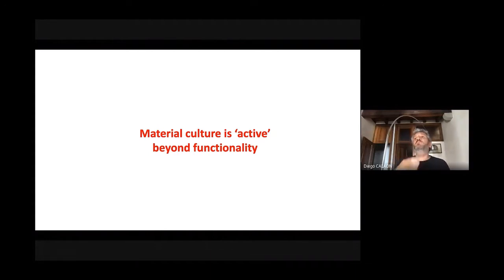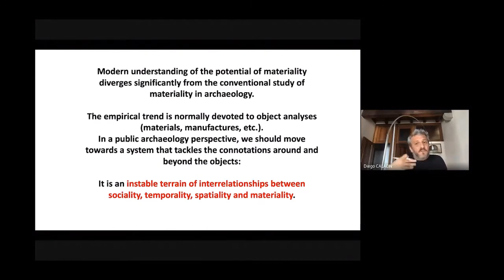Material culture is not only an object that we can present, describe, make a 3D model of, narrate, but is something that had an agency in the past. The modern understanding of the potential of materiality diverged significantly from the conventional studies of materiality in archaeology. Conventionally, and mostly in Western and European archaeology, archaeology made a lot of analysis about the materials, the manufacturers, the fabrics, or whatever around the object that we are studying. But in a public and community archaeology perspective, we should move towards a system that tackles the connections, the connotations around and beyond the objects.